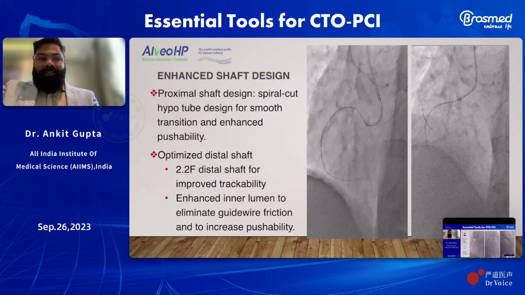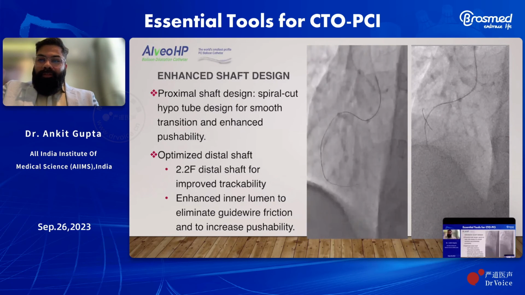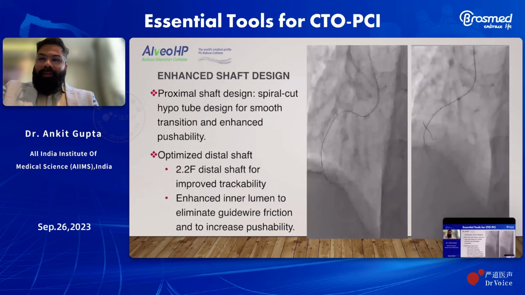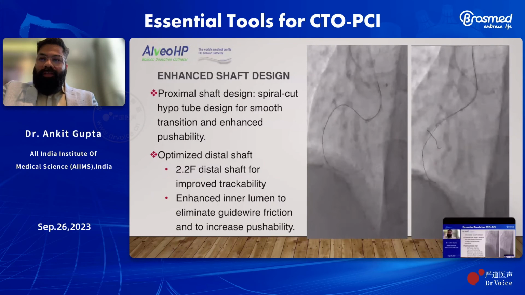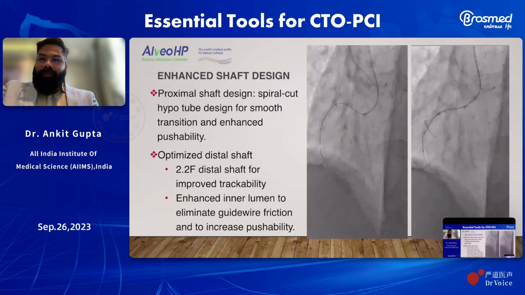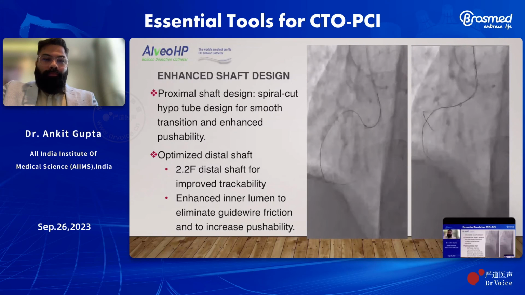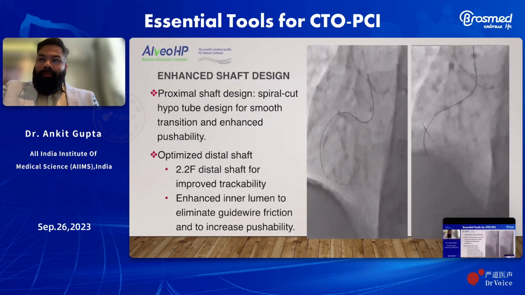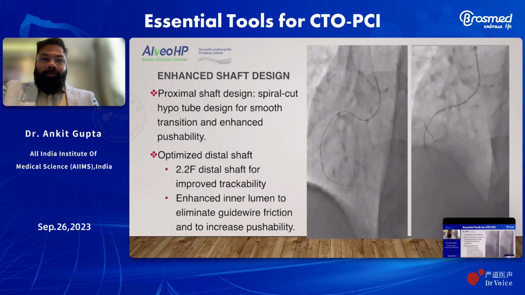The lesion was crossed with the Filter XT. I tried to progress the Fine Cross, but it was not going. Then I tried the 0.75 CTO balloon, but it again failed. Then I put another wire in the side branch, the sinoatrial nodal artery, over a 2.8 balloon, giving a small inflation, and pushed the 0.75 balloon.